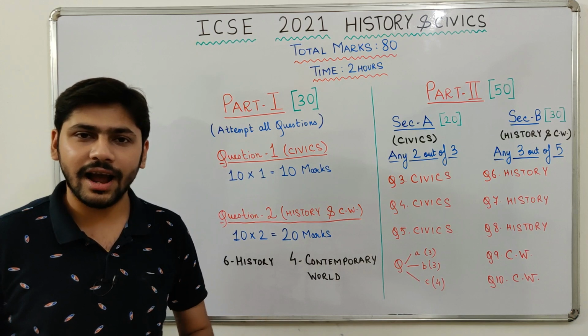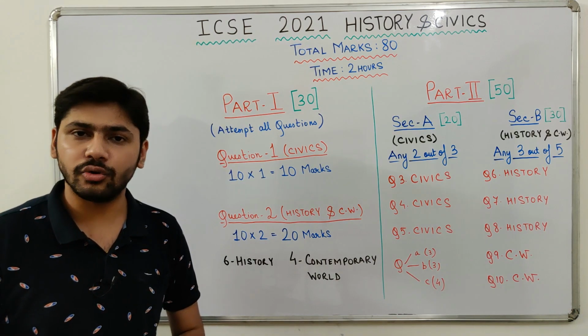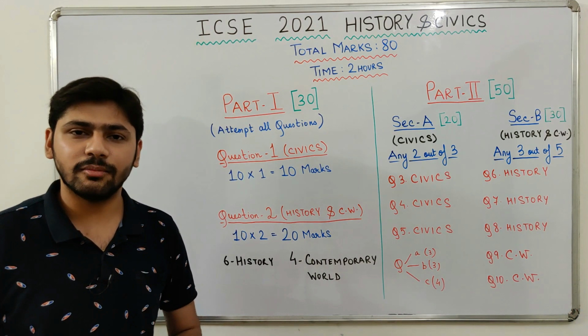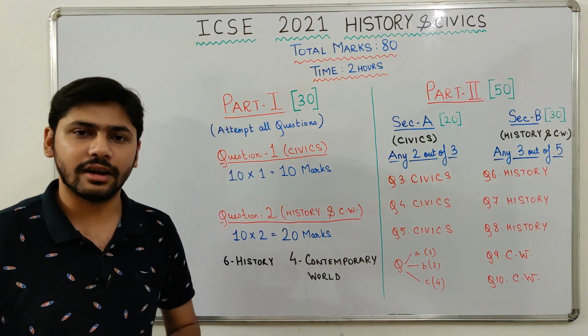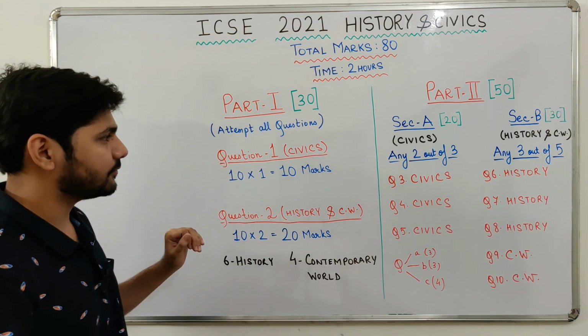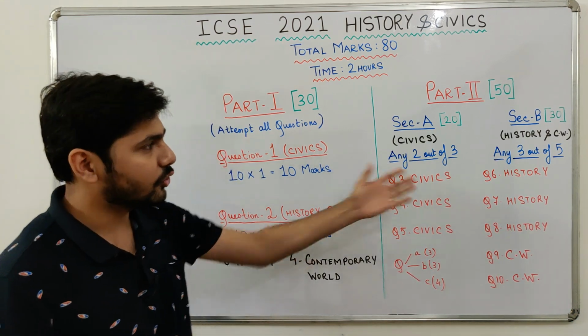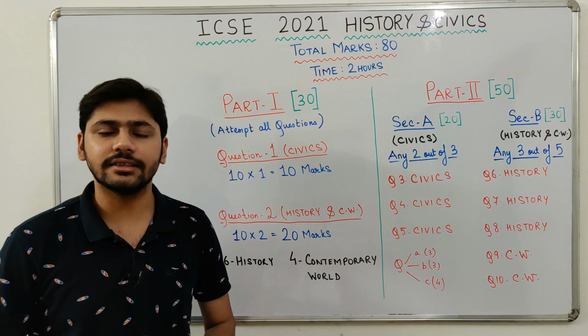Say for example you are asked to write the term of Lok Sabha. So simply write the term of Lok Sabha is 5 years. Anything extra is not required in part 1. Moving on to part 2, the long question and answers part.